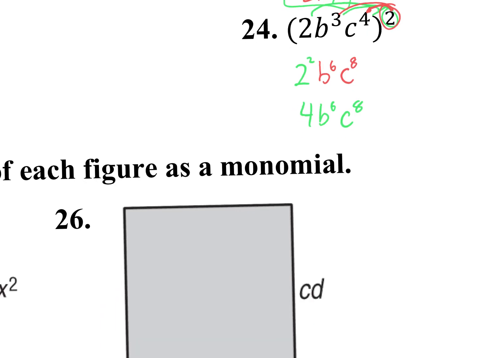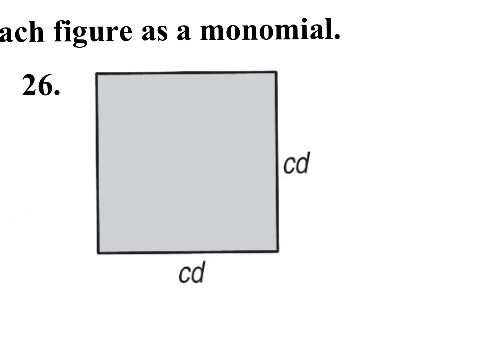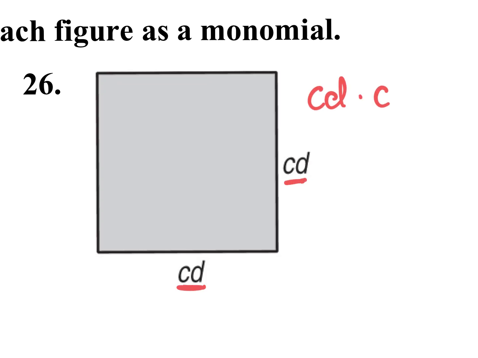Moving on to the next even question, which would be 26. They want you to find the area of each figure. This is a square, or it could be a rectangle, but the reality is the area is base times height, right? Or you could also say that the area of a square is a side squared. So however you look at it, you could say base times height, which is, here's your base, here's your height. That's CD times CD.